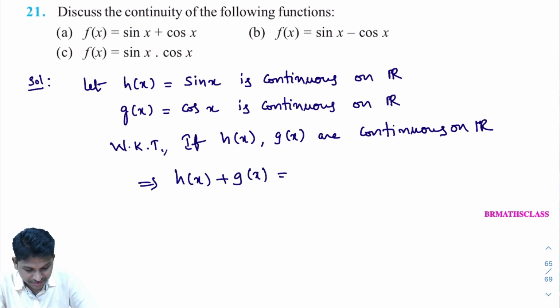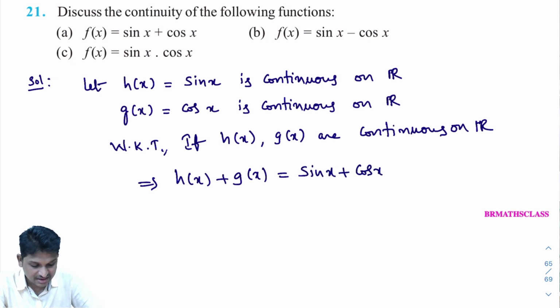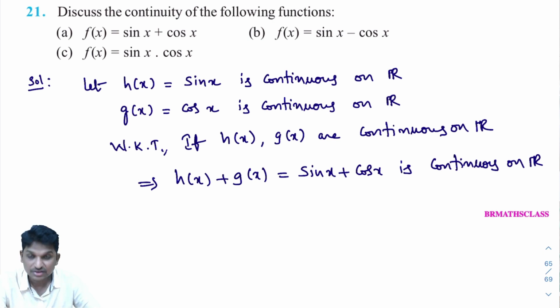h of x plus g of x. What is h of x plus g of x? h of x is sin x, g of x is cos x. h of x plus g of x is sin x plus cos x. Sin x plus cos x is continuous on all real numbers, because this is what we learned from the theorem.